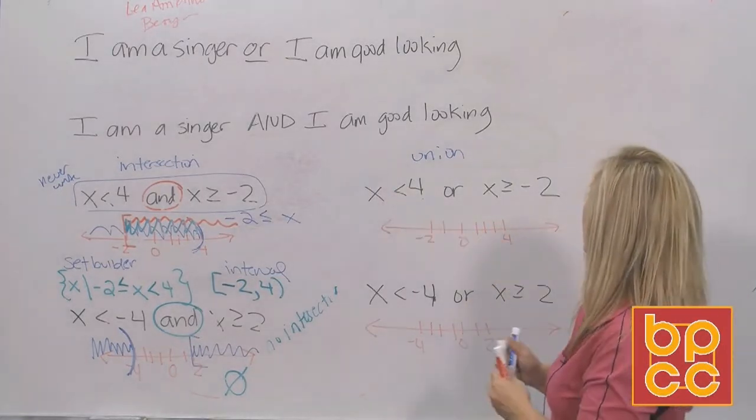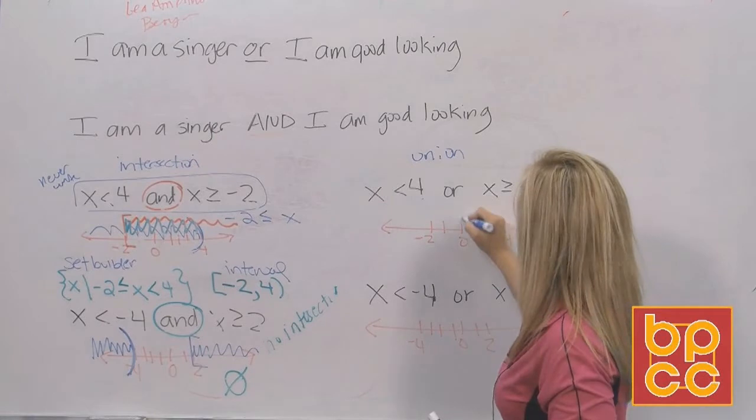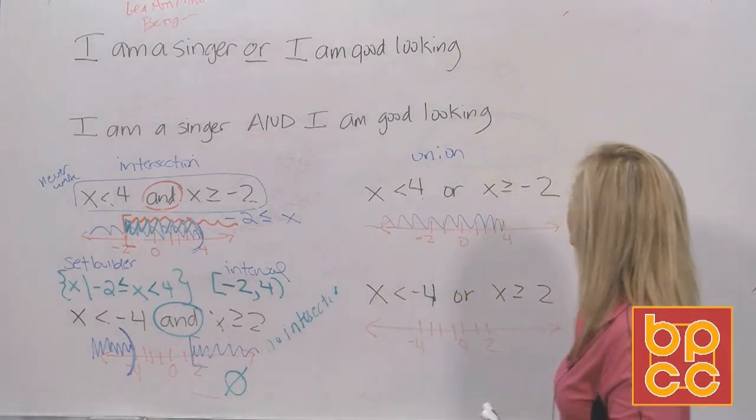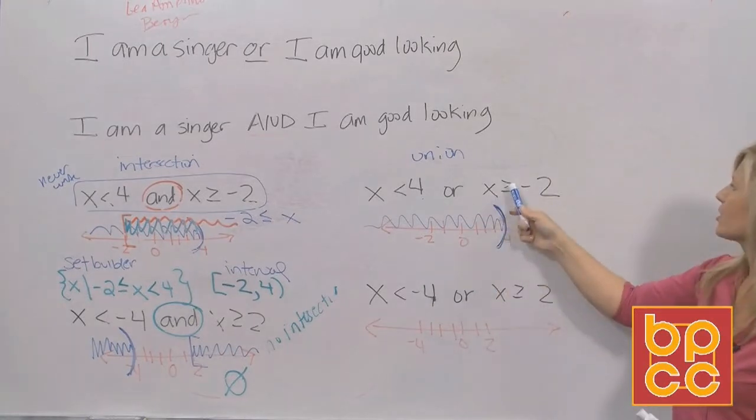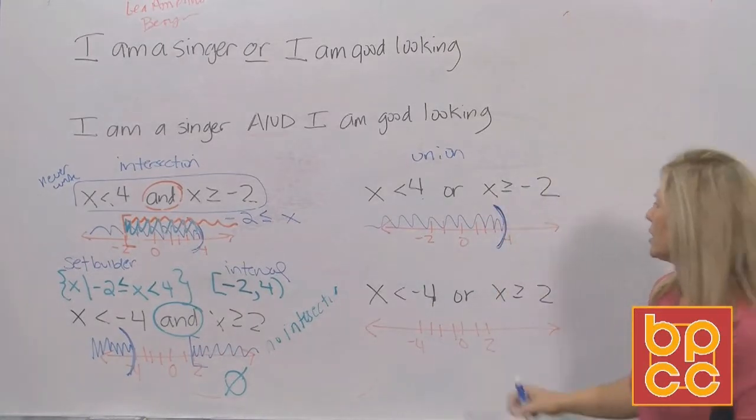X is less than 4. So I'm going to go to 4. Less than goes to the left. And it doesn't have an equals, so I put my parentheses. X is greater than or equal to -2. So I go to -2.